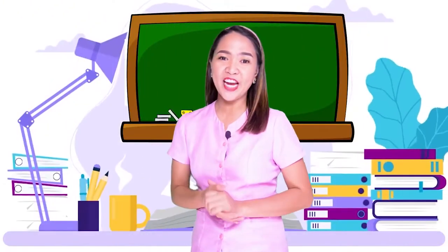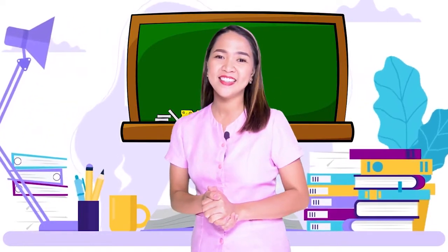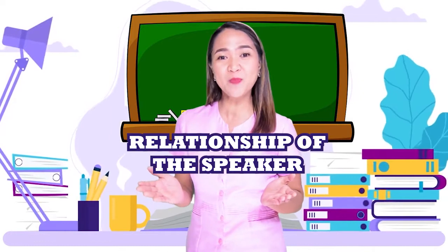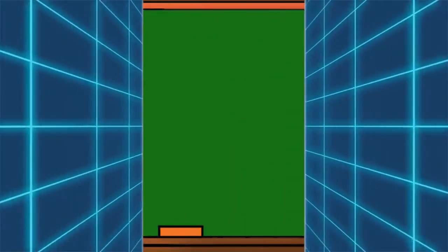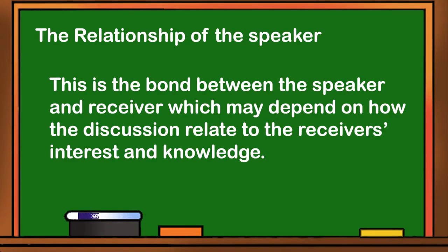The third communication shift that affects the communication process is the relationship of the speaker. This is the bond between the speaker and the listener, which may depend on how the discussions relate to the receiver's interests and knowledge.